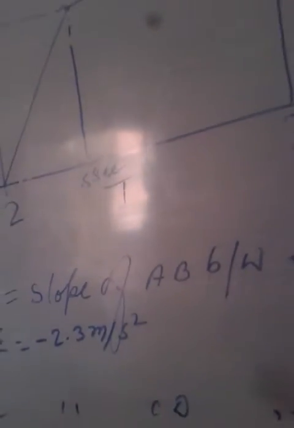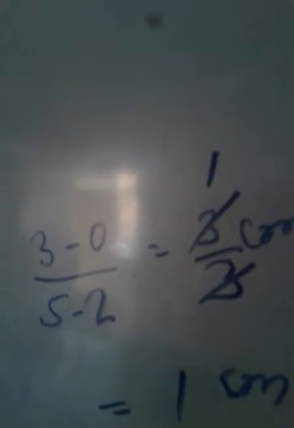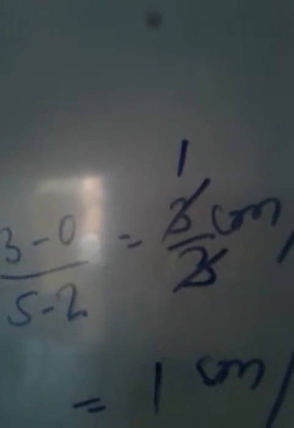Now you have to write like this: in a distance time graph, the speed of AB is equal to final 3 minus 0, and time 5 minus 2. 3 by 3, the difference is 3 and 5 minus 2 is 3. So 3 by 3 cancels and it becomes 1, which is 1 centimeter per second. Now let us see B to C.